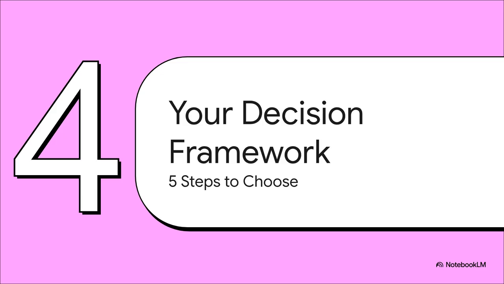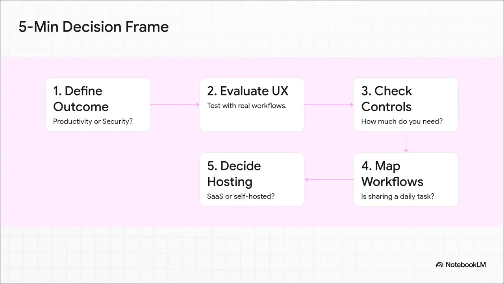Okay, so this is where the rubber meets the road. You get the what, you get the who. So now how do you actually choose? This simple 5-step framework can get you to a clear answer fast. Start with number 1, the big one. Define your primary outcome. Are you trying to save your team hours of frustration, or are you trying to prevent a cyber attack? Once you know that, everything else gets easier. Then, evaluate the user experience. And I mean test it with your real work. Does it actually help, or does it just add more steps? From there, you figure out how much policy control you need. You map your team's actual workflows, like is account sharing a daily thing? And then finally, you decide on a hosting model. But really, answering that first question makes the rest of these choices so much clearer.